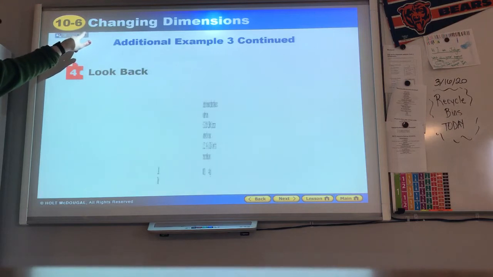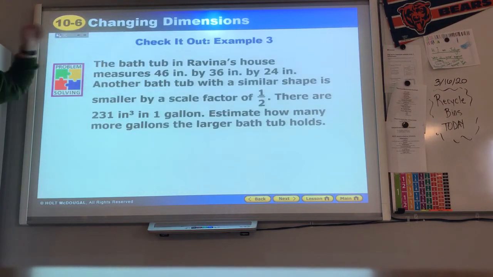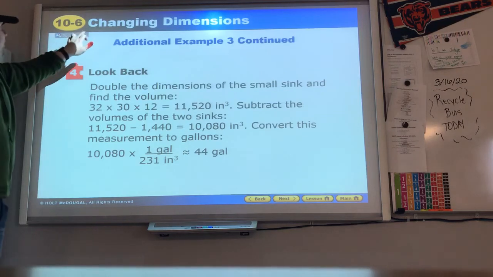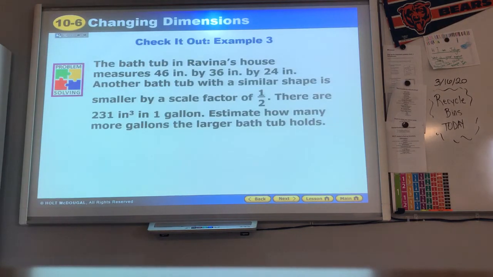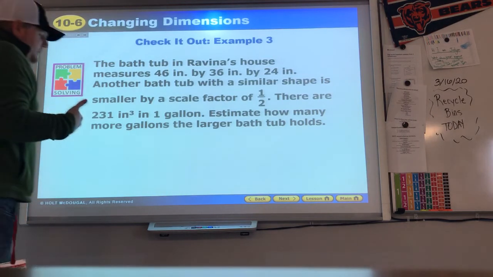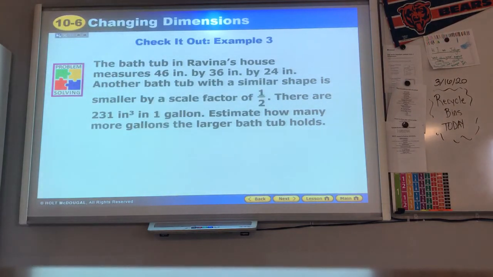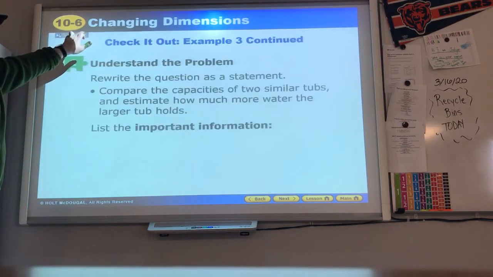We look back. Oh, excuse me. We look back. My apologies there. We've done one of these, and I'm butting up to my 15-minute time limit. So we're more than welcome to try this one, but I'm going to go a little bit faster. This is by a scale factor of 1/2. All right, another bathtub with a similar one. There are 231 inches in a gallon squared. So we do all these same things that they did.